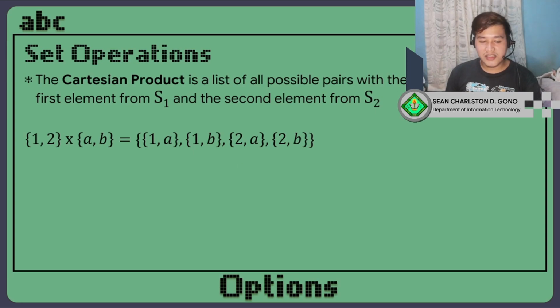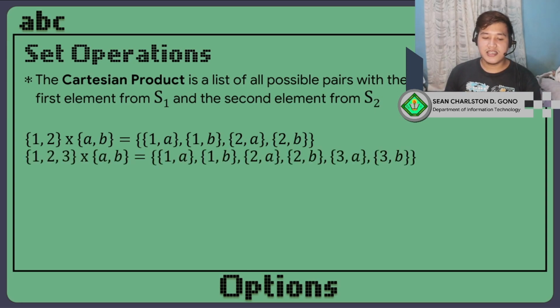Let's make it a little harder. Let's make it 3 this time. The other one is number 3 on set 1. We still have A and B right here. So it's almost the same. Then we'll add 3 and A and 3 and B right here.